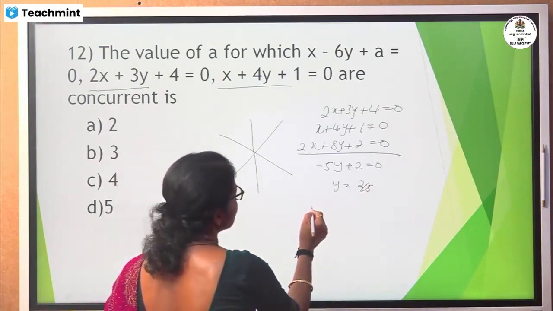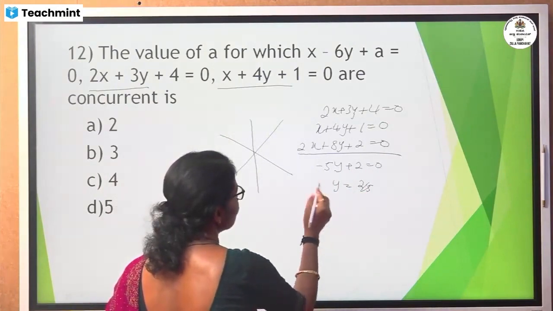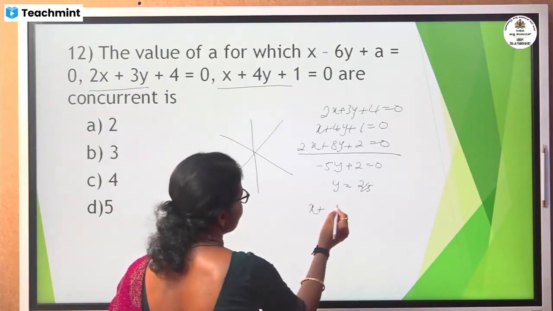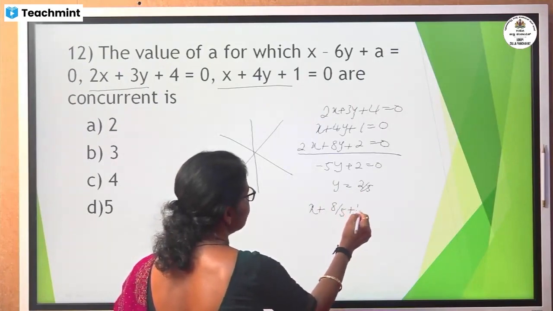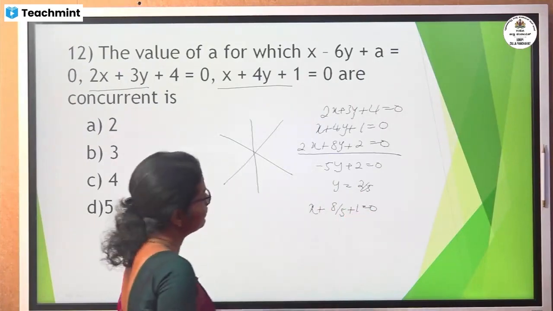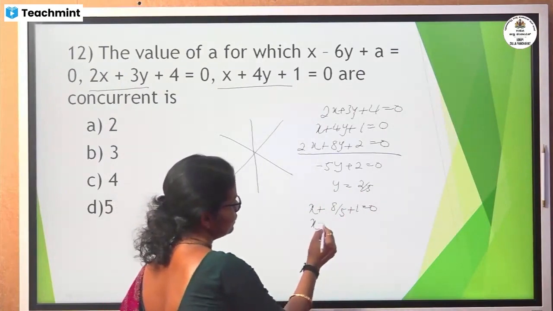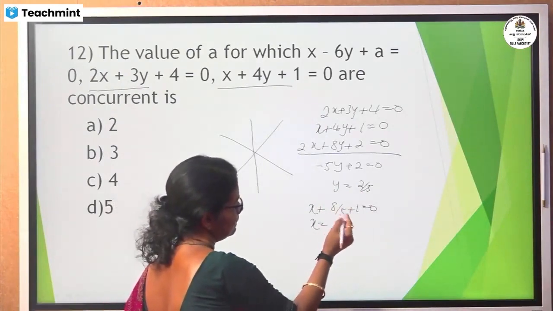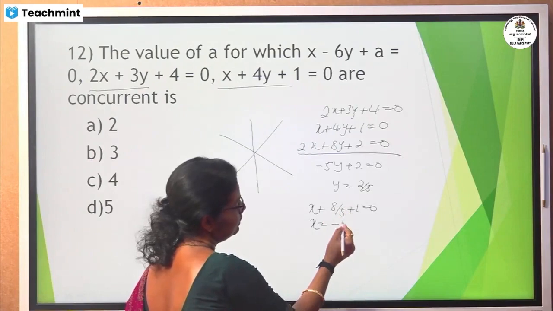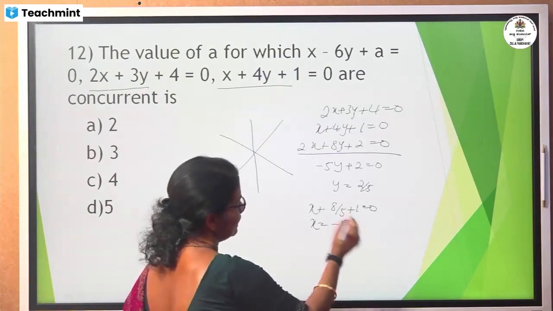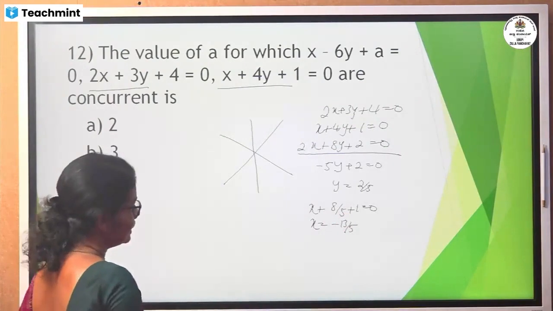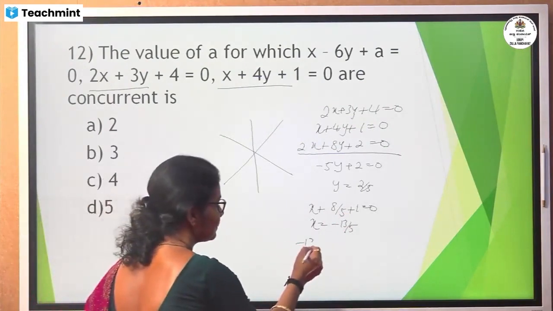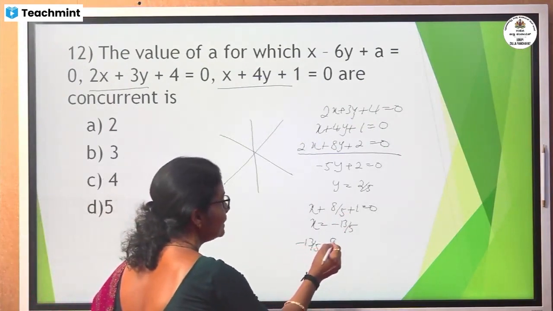So x plus 4 times 2 by 5, that is 8 by 5, plus 1 equal to 0. So x is equal to, simplify, 5, 8 plus 5, 13, 13 by 5. So that is minus 13 by 5. So this is the point of intersection, that is minus 13 by 5 and 2 by 5.